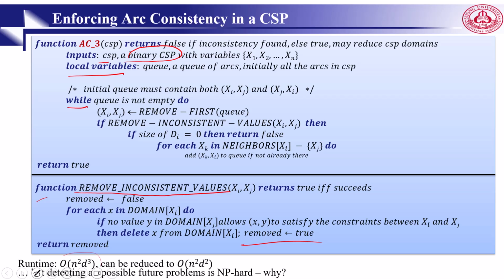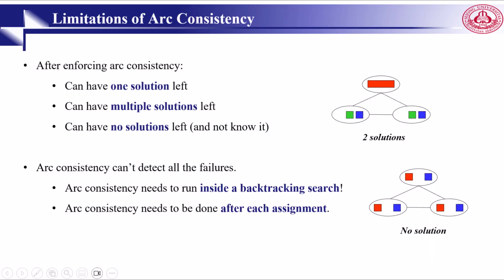The runtime of this algorithm is big O n squared d cubed, which can be reduced to n squared d squared. But detecting all possible future problems is an NP-hard problem. Now, let's discuss the limitation of the arc consistency algorithm. Using this algorithm, we try to make consistency for all the arcs. However, there are some side effects for this procedure. It is possible that only one solution remains. It is possible to have more than one solution, or even that no solution remains.